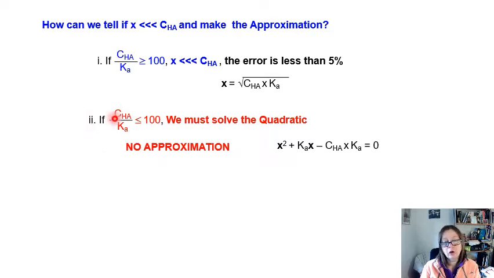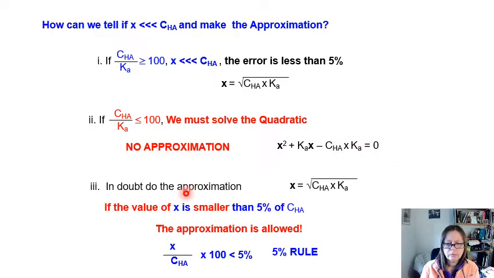If the nominal concentration divided by the Ka is less than 100, then really we must solve the quadratic equation. We won't be able to do the approximation, and we'll have to solve X squared plus Ka X minus CHA times Ka equals 0. If we're not sure, we're going to do the approximation.